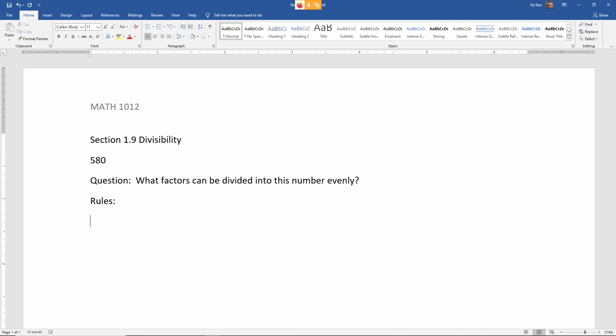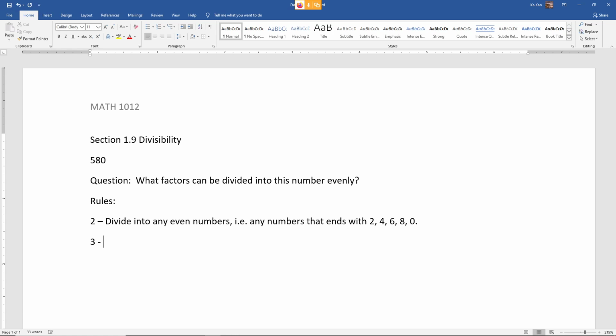I will start with 2. So 2 is, of course, the smallest even number, right? So 2 can divide into any even number, meaning specifically any number that ends with 2, 4, 6, 8, and 0. So that's of course 12, 24, 18, 30, right? So this was easy.